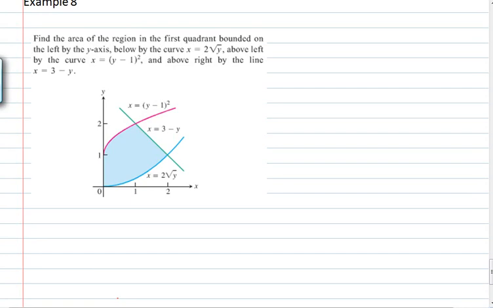Look at the functions you're given. You're all given x written as functions of y. Because of that, I would probably go with the delta y, because it involves less algebra for me. I don't have to solve these equations for y in terms of x. So because of the way the functions are written here, we're going to opt to go with a dy.